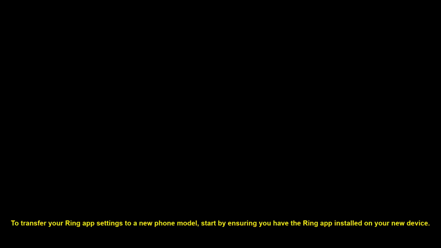To transfer your Ring app settings to a new phone model, start by ensuring you have the Ring app installed on your new device. Open the Ring app on your old phone. Log into your Ring account using your credentials. Access the main menu by tapping the three lines in the upper left corner.